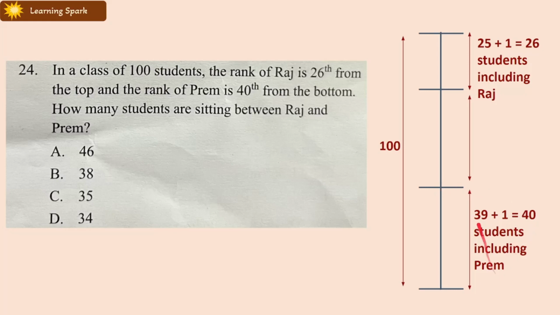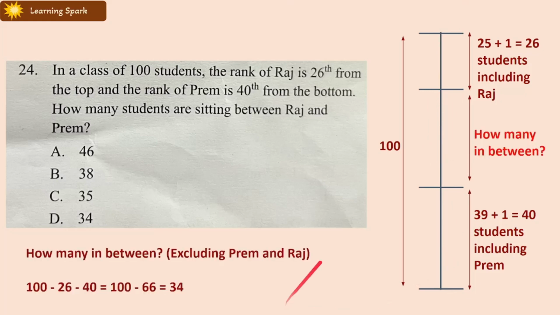Okay, so this is 40 students including Prem and this is 26 students including Raj, and we have to find out only this portion excluding Raj and Prem, only this portion, right? So it is pretty easy because we know the whole thing is 100, this is 26 and this is 40. So the students which are in between Raj and Prem will be 100 minus 26 minus 40. You have to just subtract these two portions and it comes 100 minus 66 equal to 34. So the answer is 34.